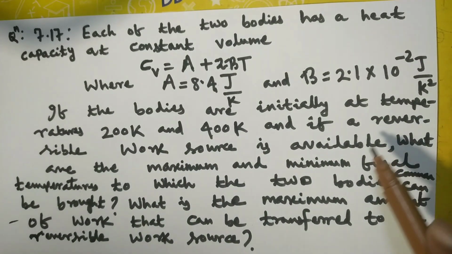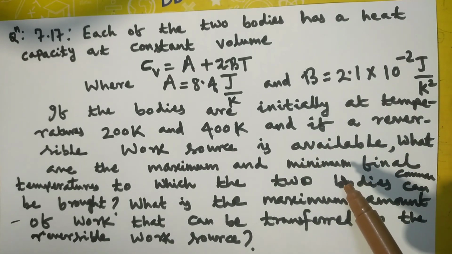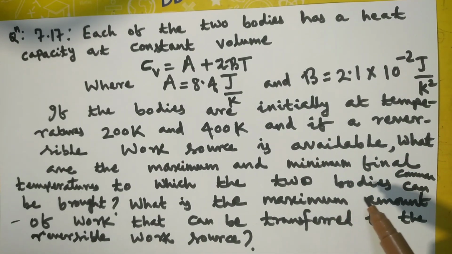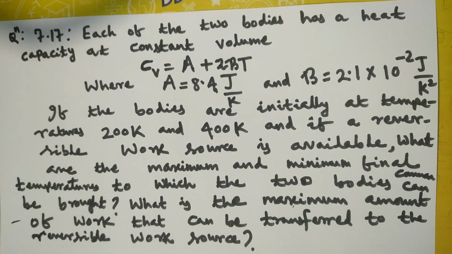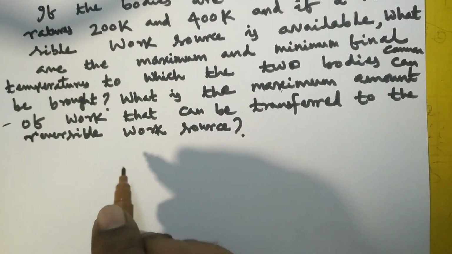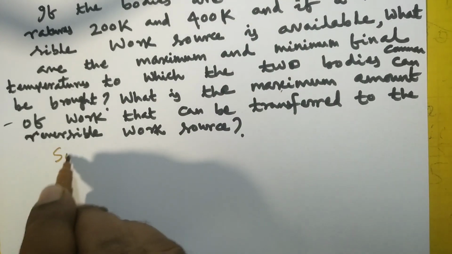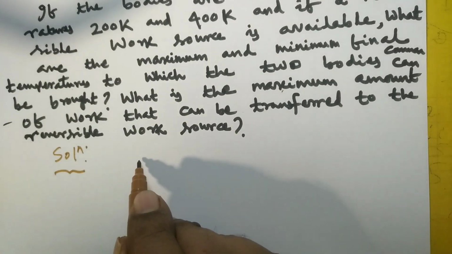If the bodies are initially at temperatures 200 Kelvin and 400 Kelvin, and if a reversible work source is available, what are the maximum and minimum final temperature to which the two bodies can be brought? What is the maximum amount of work that can be transferred to the reversible work source? So the same type of problem as we solved in 7.16. Only difference is that in that case a reservoir was there. In this case there are two finite bodies. So suppose the body with higher temperature is 400 Kelvin.